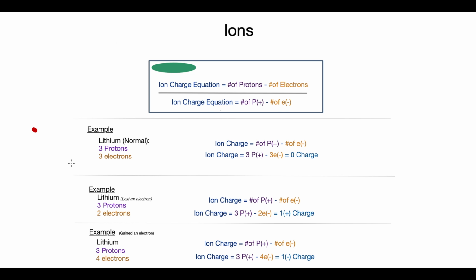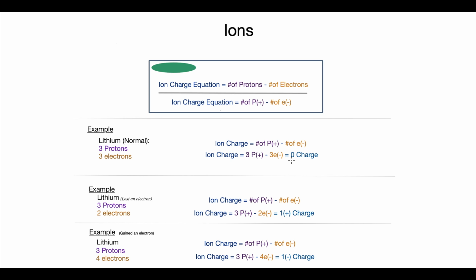In this first example, we use the atom or element lithium, which has an atomic number of 3. A stable non-ion, or not charged, lithium element has 3 protons and 3 electrons. If we plug this information into our ion charge equation, then we get an ion charge equal to 3 protons minus 3 electrons to give us 0 charge. This is a neutral charge or no charge element.